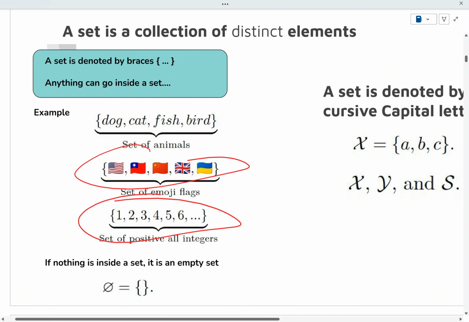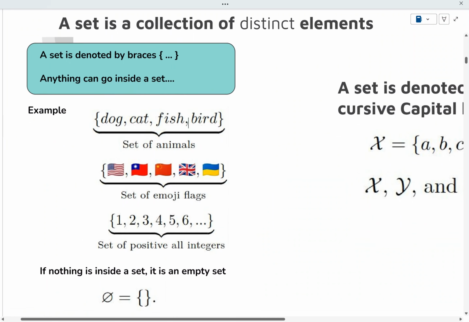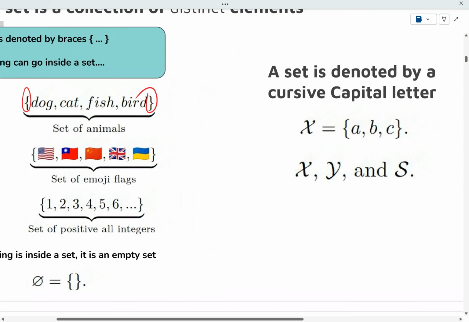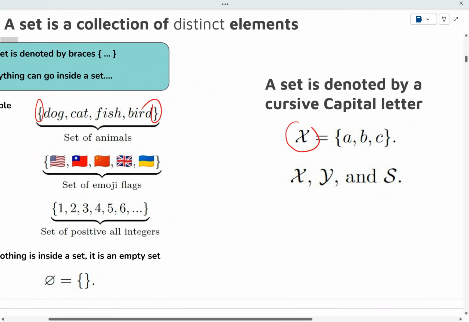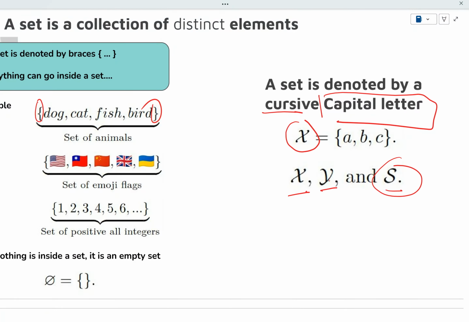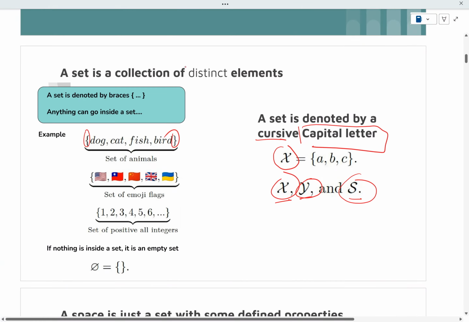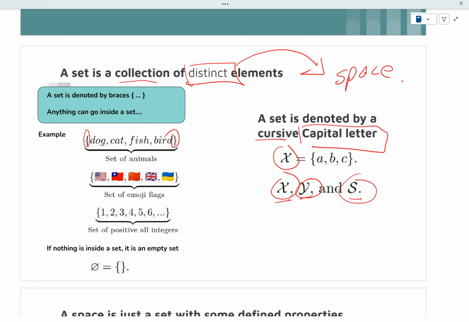Now, with these sets, we like to mathematically contain them with these curly brackets. So this tells you it's a set. And in general, we like to denote a set with a cursive capital letter. These are all ways of representing a set. Now, a set is a collection of distinct elements. It becomes a space.